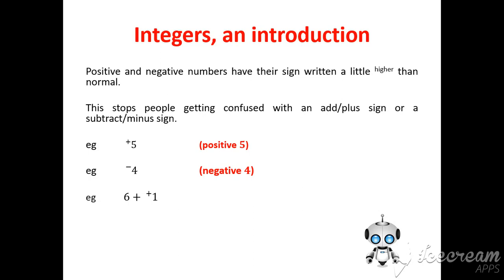Okay, now what does this mean? This means 6 plus positive 1. 6 plus positive 1. That's how I'd write it. Okay, what about this one? Well, this is a bit tricky, but let's see if we can read it. This means 3 subtract or minus -8. 3 subtract -8.